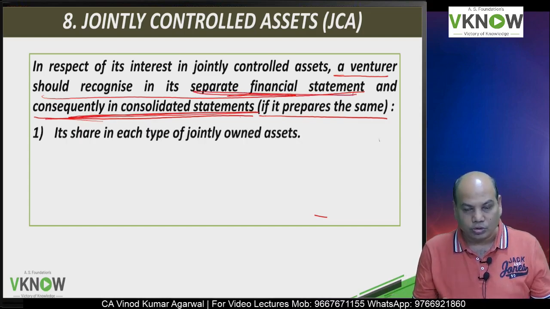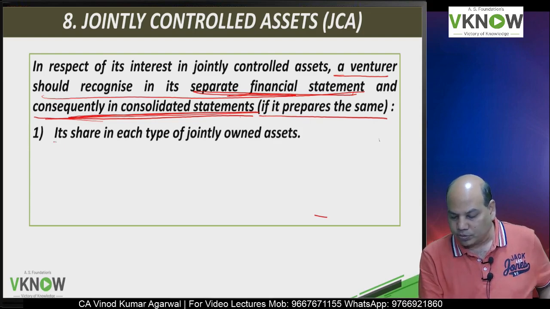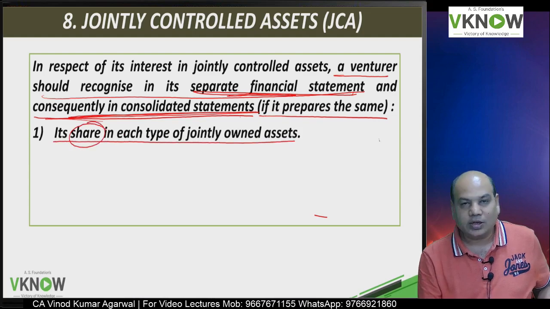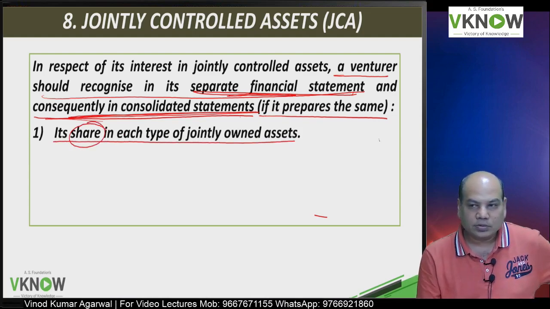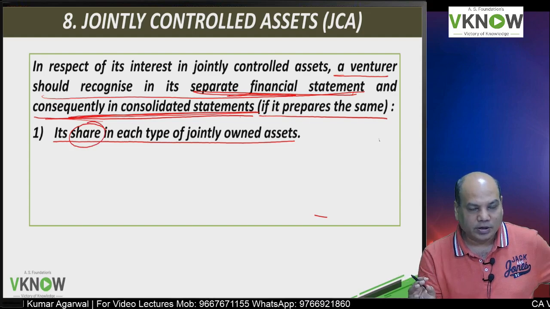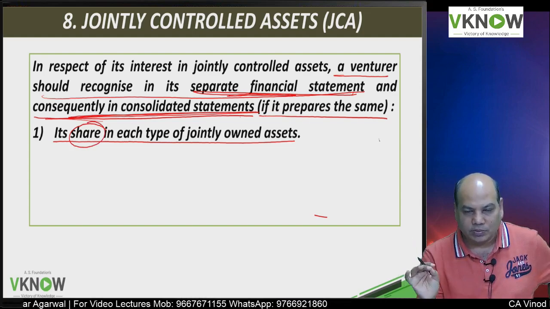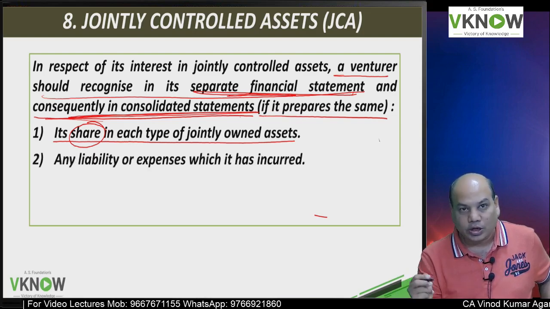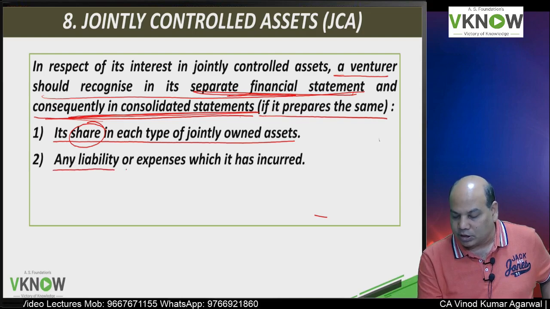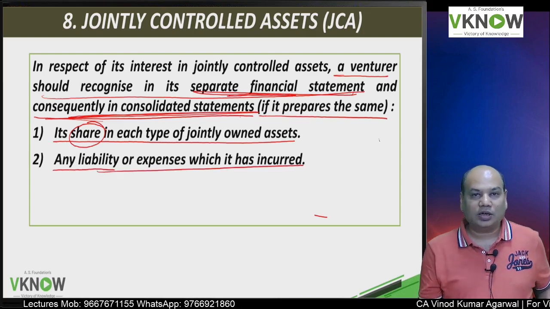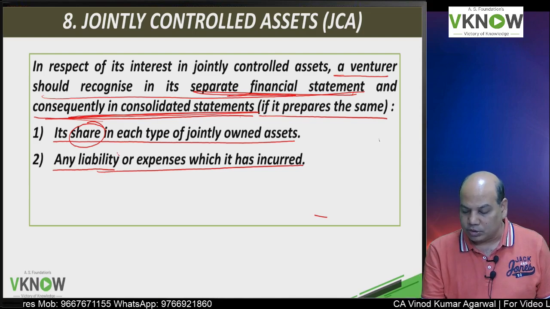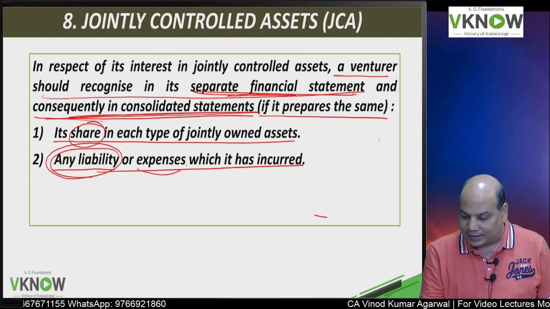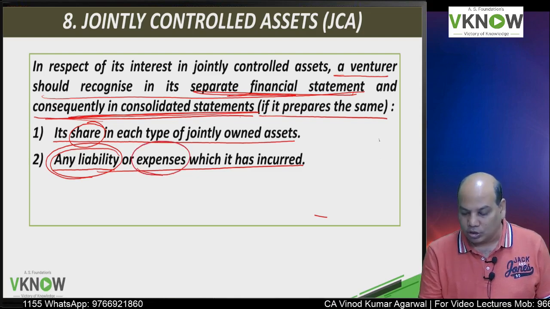So what you are going to do, suppose you are jointly owning an asset, you are going to record your share in that jointly owned asset, which you and the other party must have agreed, whether you own 40%, 50% or whatever amount you have agreed. Secondly, you will record in your book any liability or expense which you have incurred.